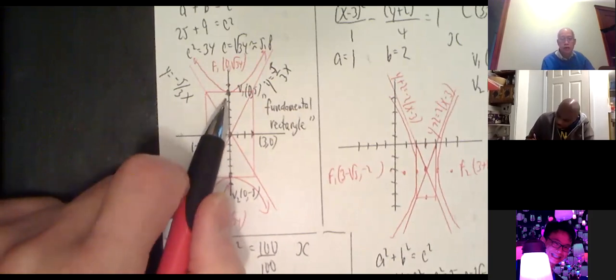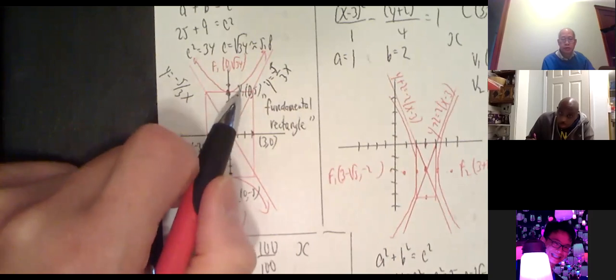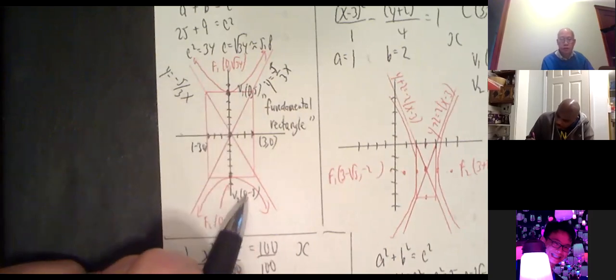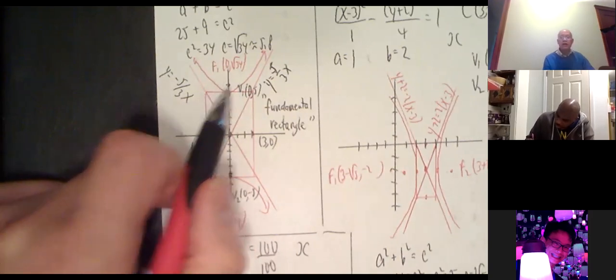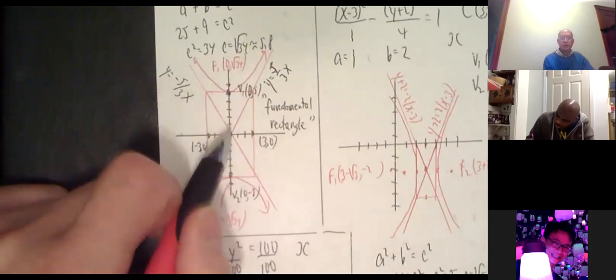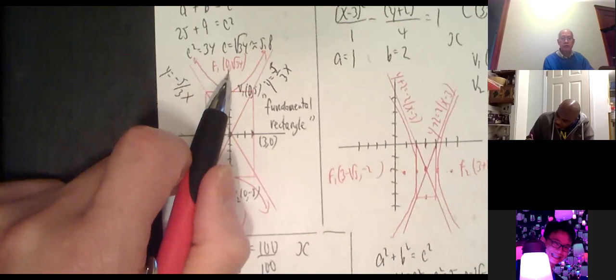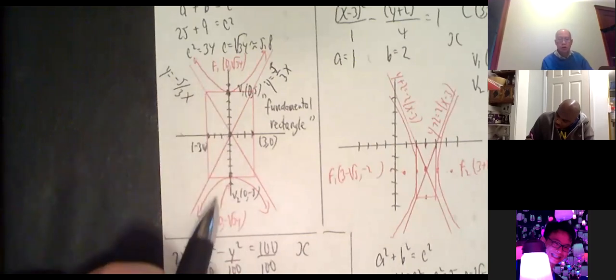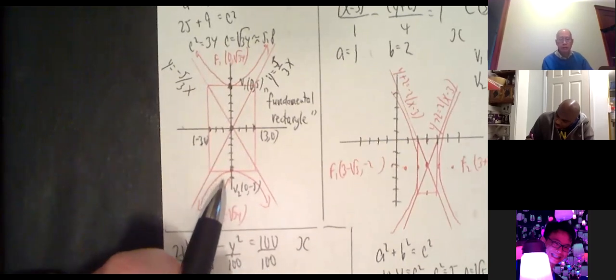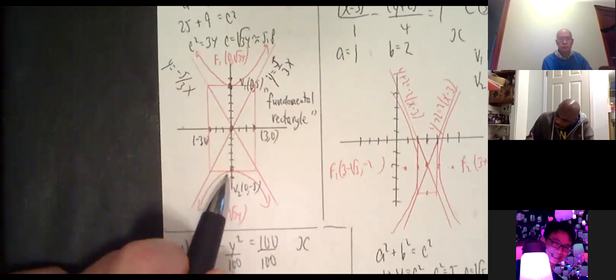Okay, so vertex 1, 0, 5, vertex 2, 0, negative 5. The foci, I go 5.8, almost 6. So focus 1, 0, comma, radical 34. Focus 2, 0, comma, negative radical 34. It's about 6 units down.